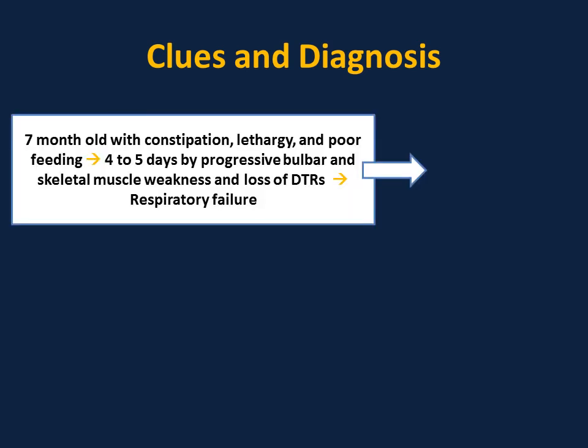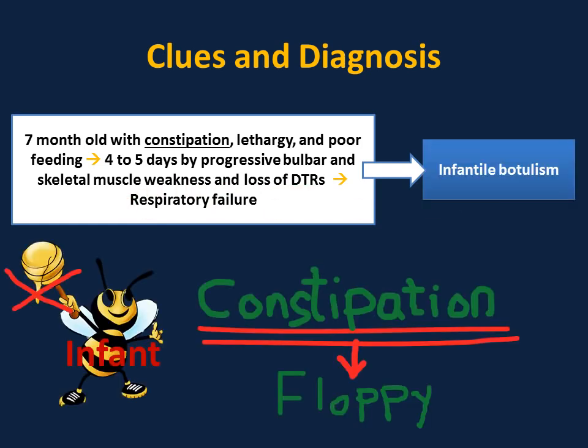Another case: this is a 7-month-old with constipation, lethargy, and poor feeding. Four to five days later, they start to have progressive bulbar and skeletal muscle weakness and loss of deep tendon reflexes, and eventually respiratory failure. What is the most likely diagnosis? The most likely diagnosis is infantile botulism.